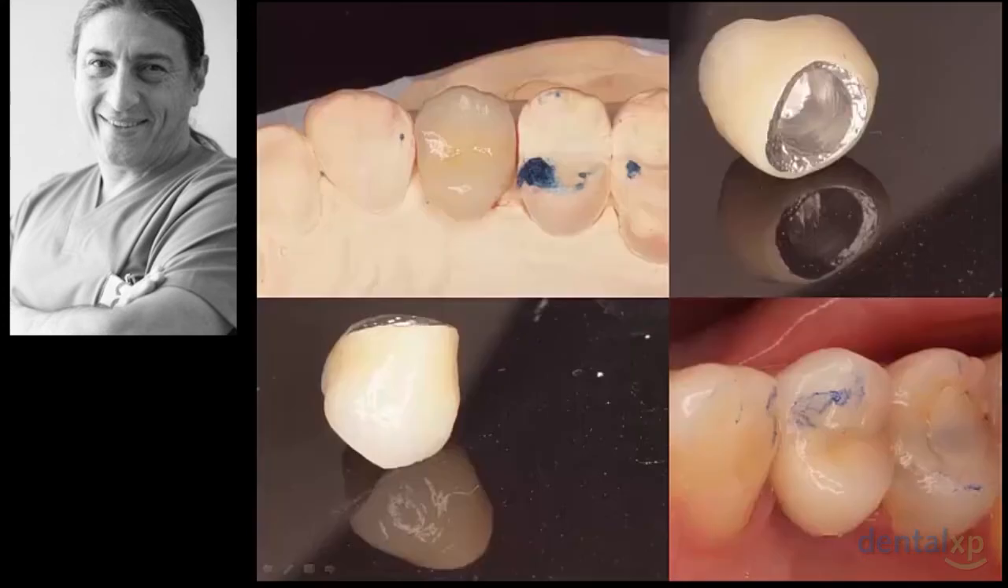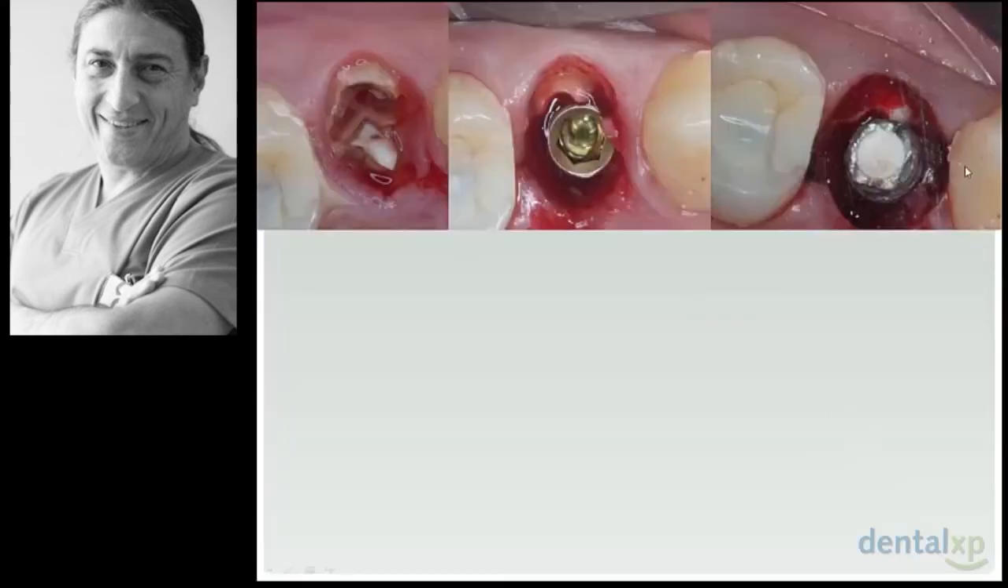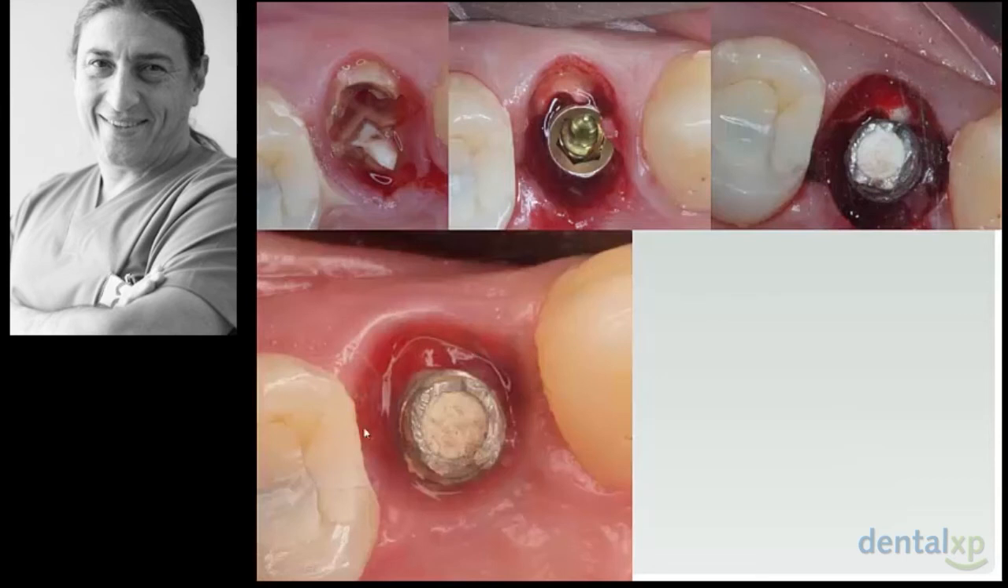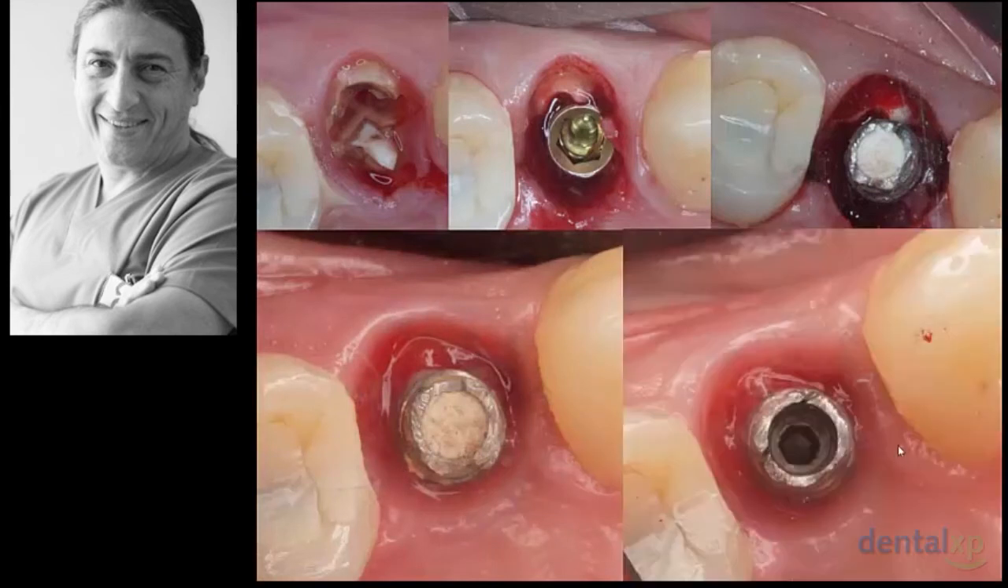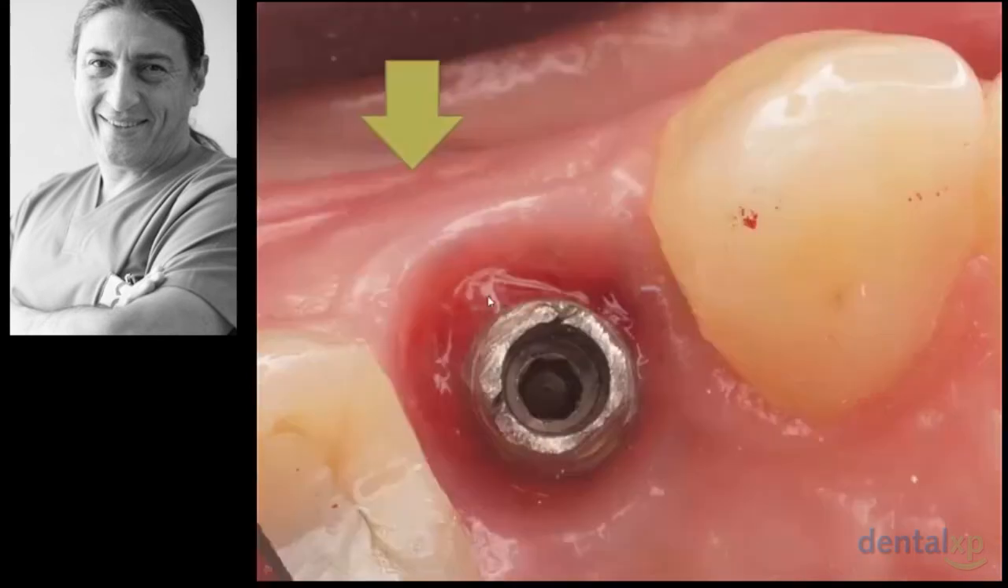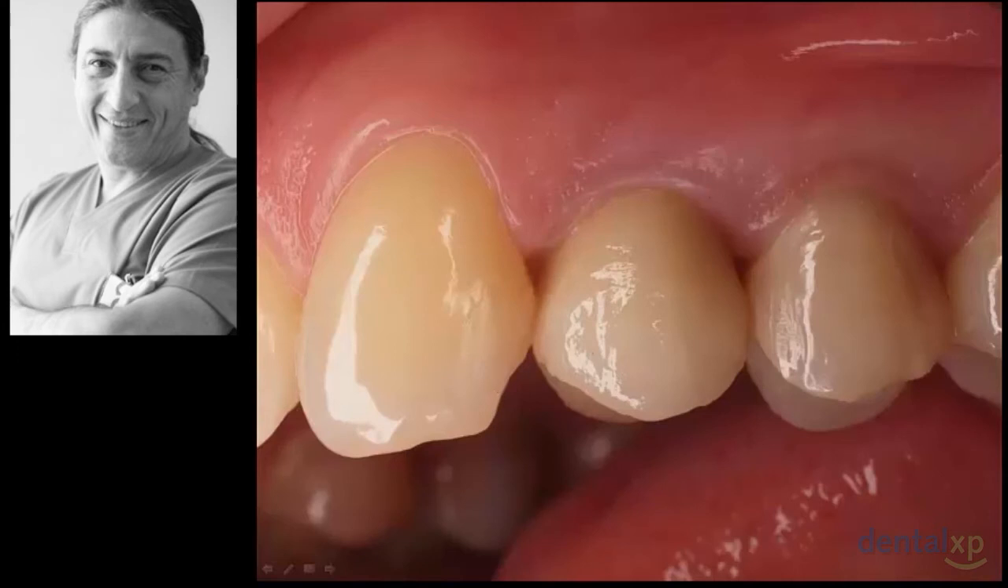After 3 months, we prepare a crown. Then you can see here we're checking all the steps. This is what we found when we removed the provisional crown, a complete seal of the abutment. And we made the impression as for a normal tooth to fabricate the metal ceramic crown. You see the contour of the alveolar process that is very nice.